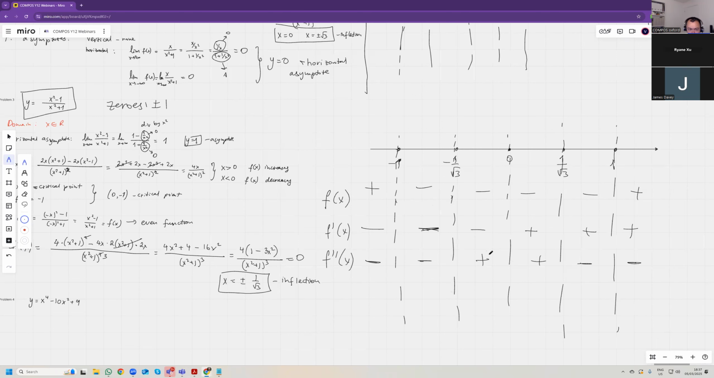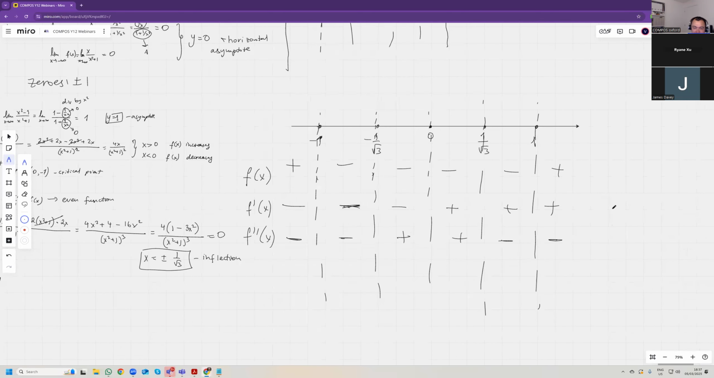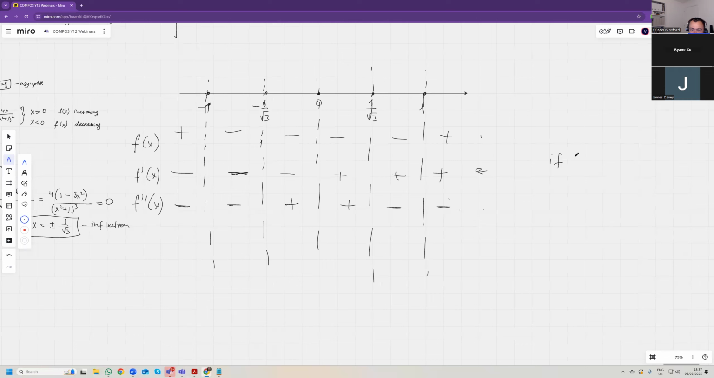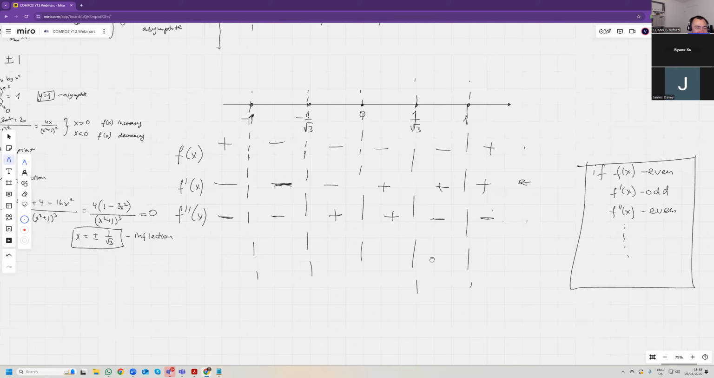That's actually a consequence. These are symmetrical, and this is anti-symmetrical, because if f of x is even, then f dash of x is odd, and f dash dash of x is even, and it goes on. It's a very interesting proof. You can prove it, and it's quite cool. Right. Nice.